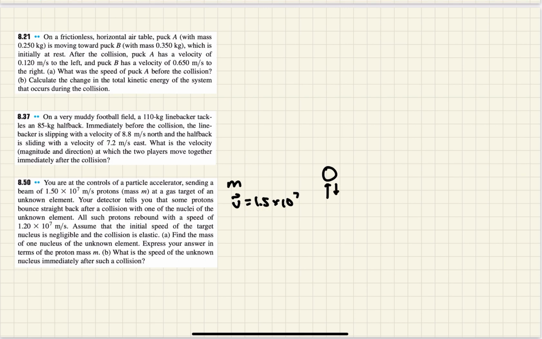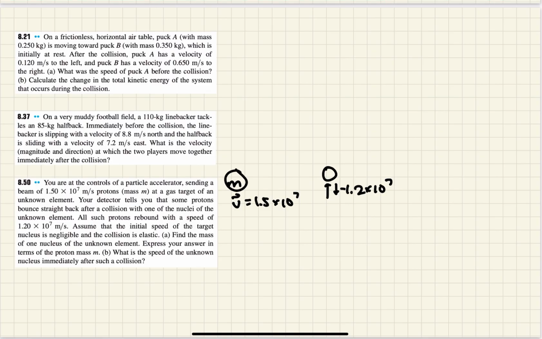Let's see. After they hit the nucleus, these guys come back with a smaller speed, 1.2 times 10 to the power of 7 meters per second. They rebound, so they're going the opposite direction. So let's just say this is negative speed. If the initial speed of the target nucleus is negligible, so just count it as 0, the collision is elastic.